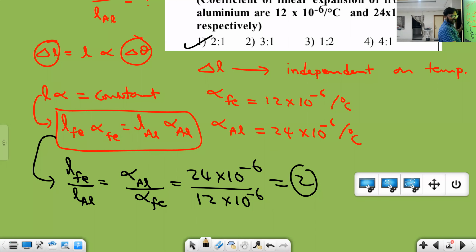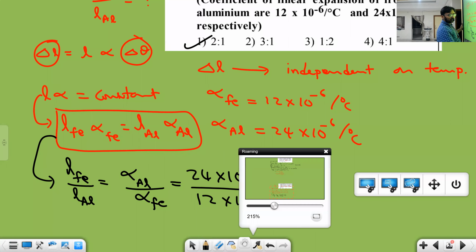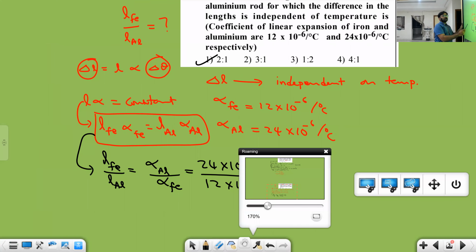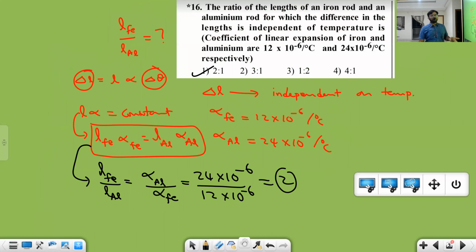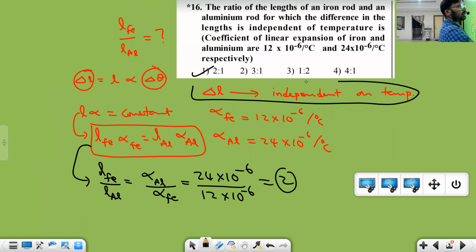Is it clear for all the kids? So what is the important point here, sir? We got the answer in a very simple way, no big calculation. We are very happy. But you have to know how to handle this point, what information it gives you, and how to connect it to the problem. Delta L independent of temperature means L alpha is constant. L1 alpha 1 is equal to L2 alpha 2. From that you have to solve the problem.